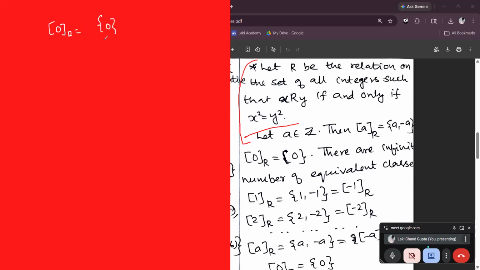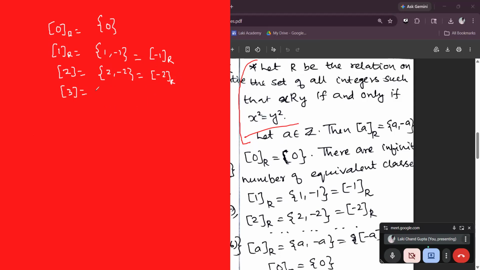So only one number is there in the zero equivalence class. In the one equivalence class, 1 and minus 1 both are there, right? For the class of 2, two elements are there. It means that it is also the minus 1 equivalence class, right? Understood? Whatever elements are there, you can also write the corresponding element for the equivalence class.